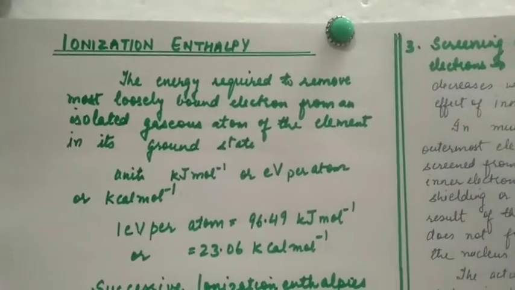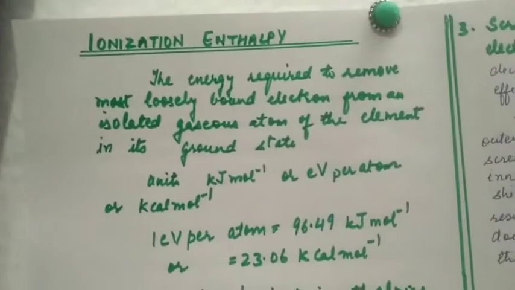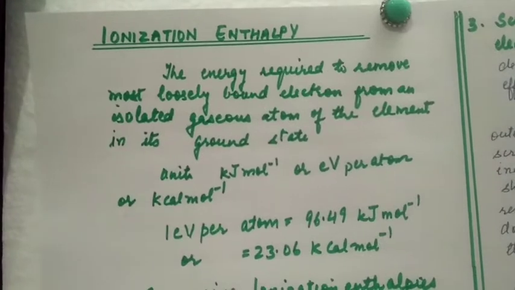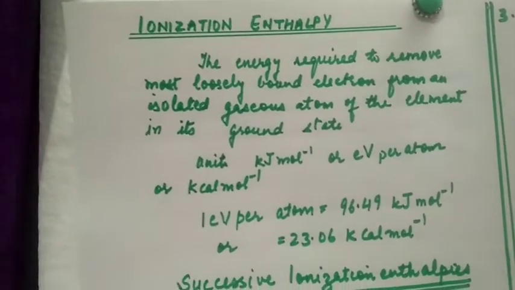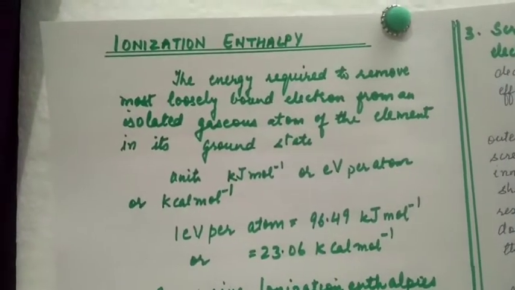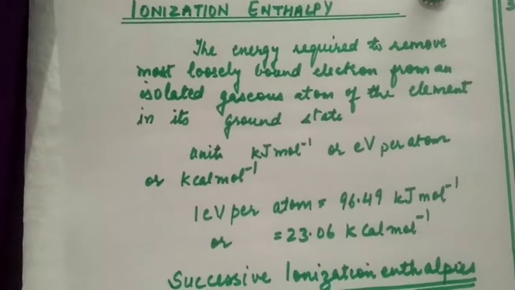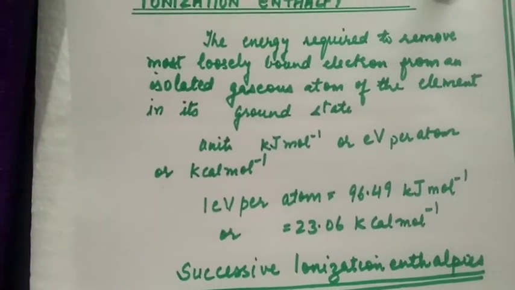The topic that we are doing is periodic properties, and the property that we take up today is ionization enthalpy. The energy required to remove most loosely bound electron from an isolated gaseous atom of the element in its ground state.